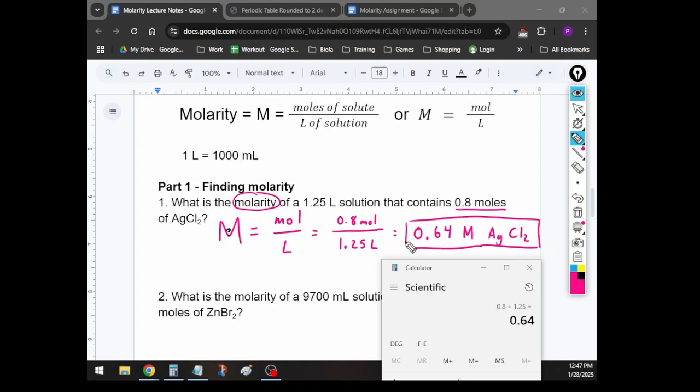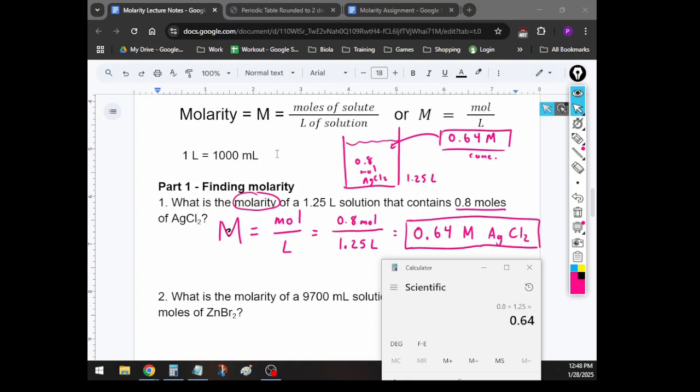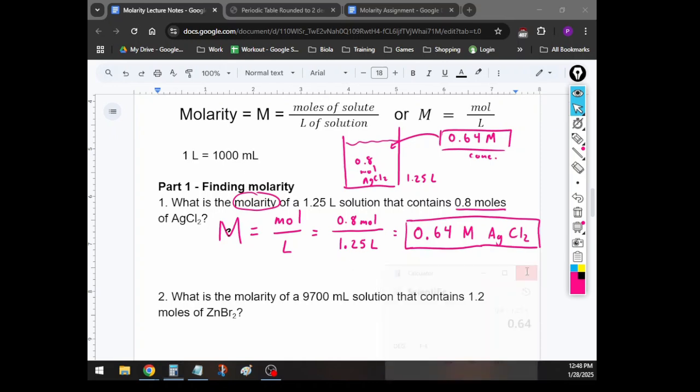All right, so what this is telling us is if you have a solution, so you got like a container, some liquid, let's say the solution is 1.25 liters, and you have 0.8 moles of AgCl2 in there. That means the concentration, or how strong this solution is, the number for that is 0.64 molarity. So this is telling us the concentration. All right, any questions? Just a number. Any other questions? This is the easiest problem. Don't worry, guys. It'll get a little harder than this. All right. Let's move on to number two.